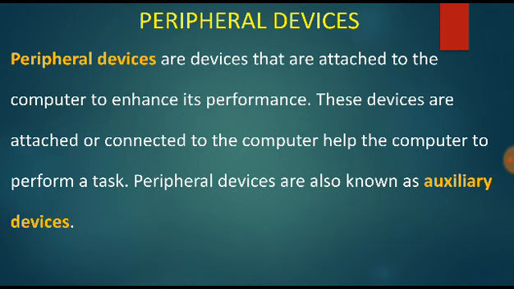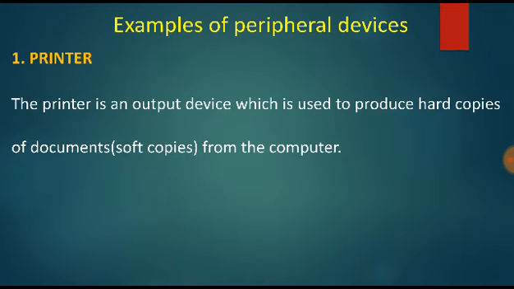Now let's look at some of the examples of peripheral devices. And before we look at these devices, we can also say that peripheral devices are also known as auxiliary devices. So whenever you hear of auxiliary devices and peripheral devices, they are the same. Now let's look at the first device. We have the printer. Everyone knows what a printer is. A printer is an output device which is used to produce hard copies of documents.